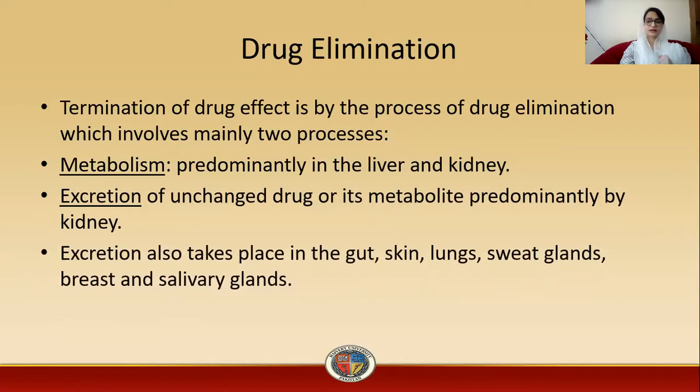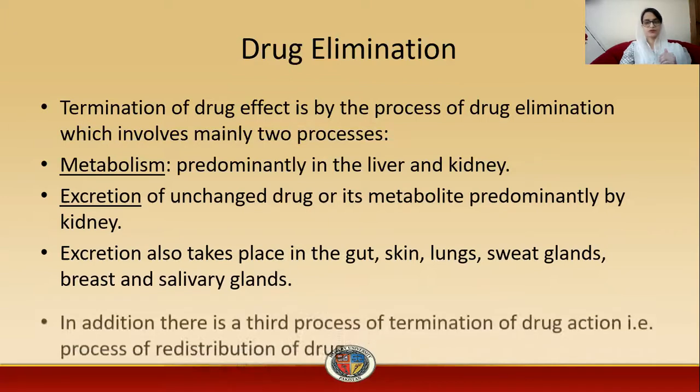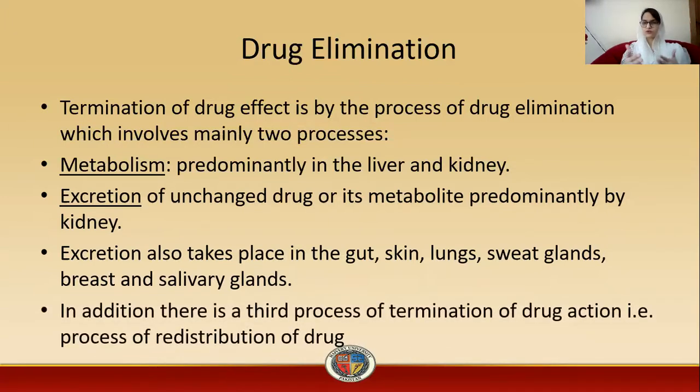Excretion also takes place in the gut, skin, lungs, sweat glands, breast, and salivary glands. So there are other routes of elimination. You can say the non-renal routes of drug excretion are the gut, skin, lungs, sweat glands, breast feeding, that is mammary excretion, and salivary glands, or salivary excretion. In addition, there is a third process of termination of drug action, that is the process of redistribution of drug. So there is another process that is called redistribution of drug.